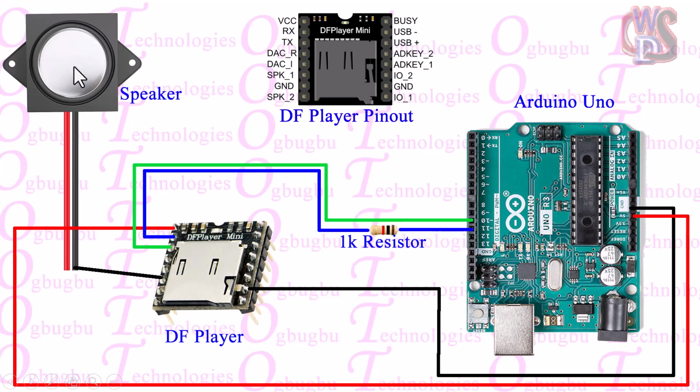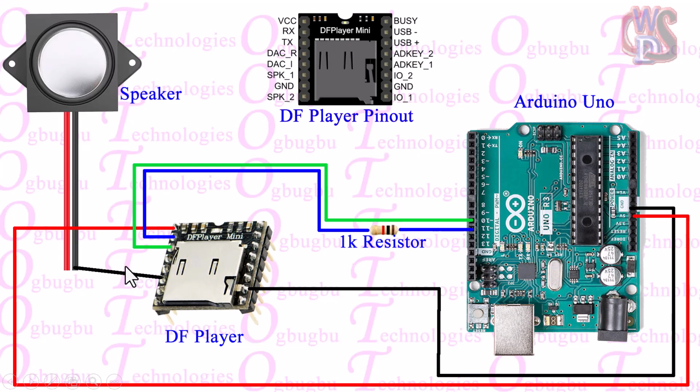Now this is the speaker. As you can see, it has two wires. Every speaker that exists currently has two terminals that take power and audio. So this is the black and the red. For the black, it has been connected to speaker 1. This is speaker 1 and this is speaker 2. This is where you connect your speaker in order for you to get the audio that will be played on this mini MP3 player.